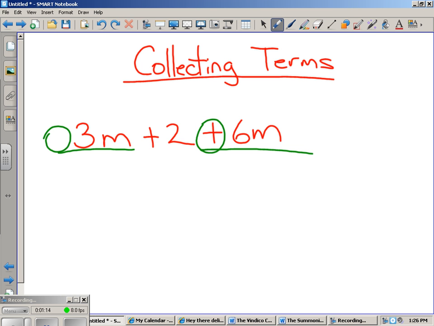So if we were going to group these two terms together, 3m plus 6m would be 9m, and then plus 2. And that's all you do to do this question, is collect those terms.